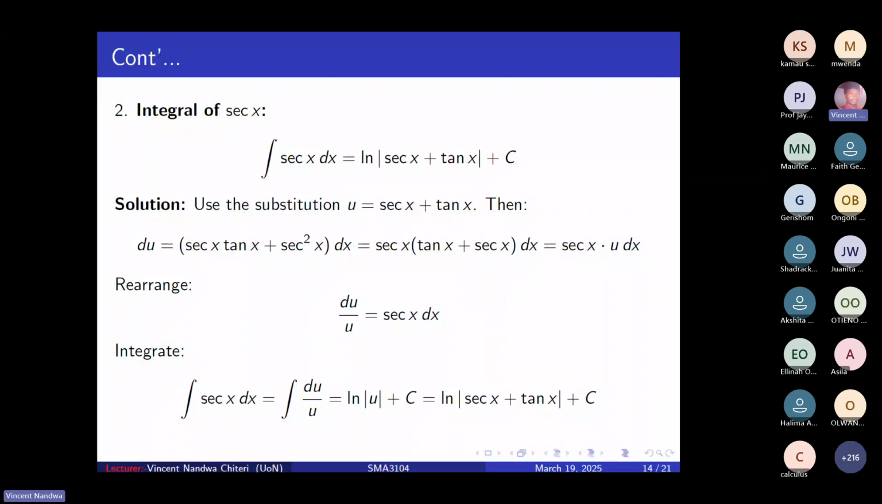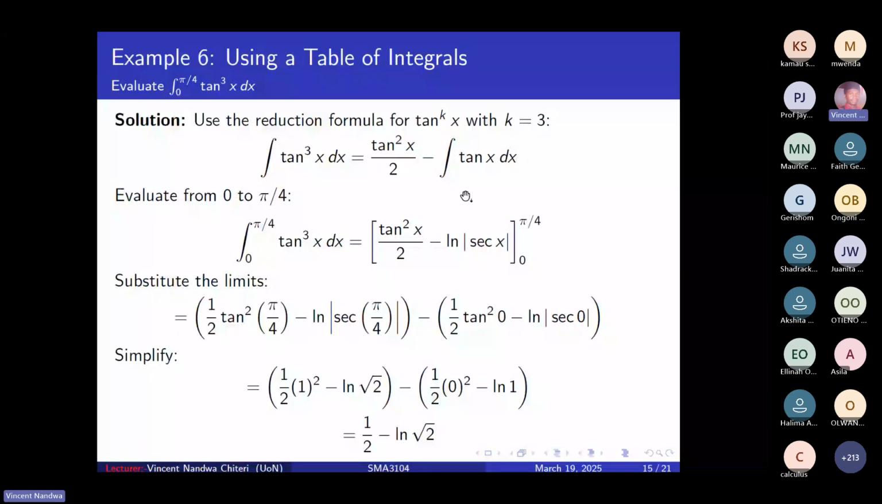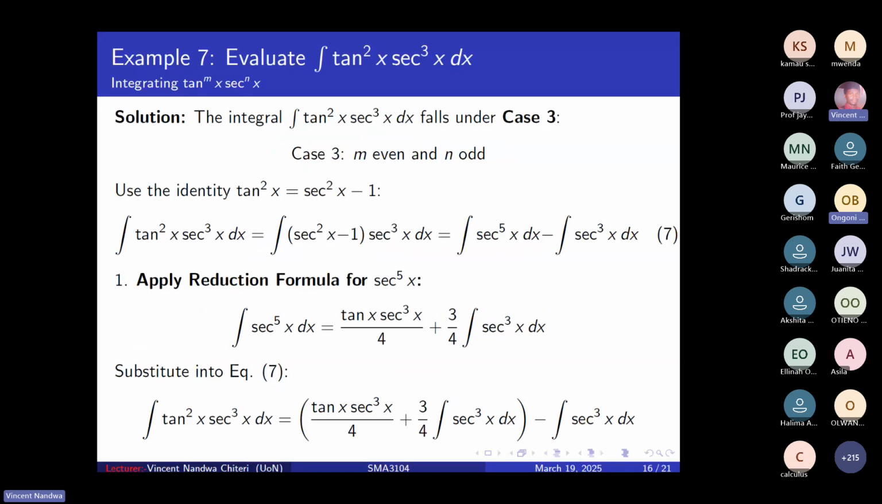This is still a continuation. I told you to get the derivation for the integral of tan to the power n of x dx. When you get the reduction formula, you should be able to solve this kind of problem, and also products of sec and tan. So a small break, then we'll come back to wind up.